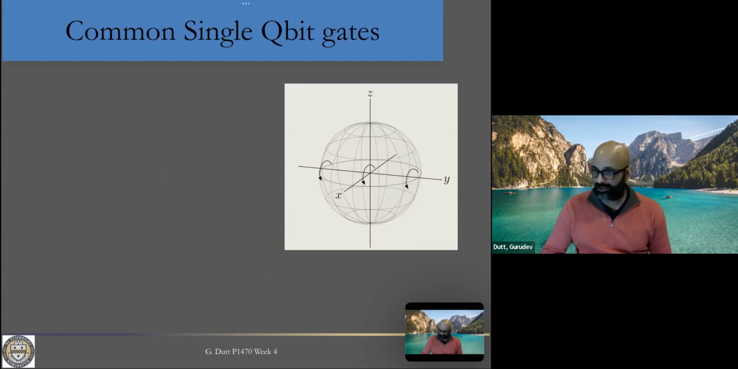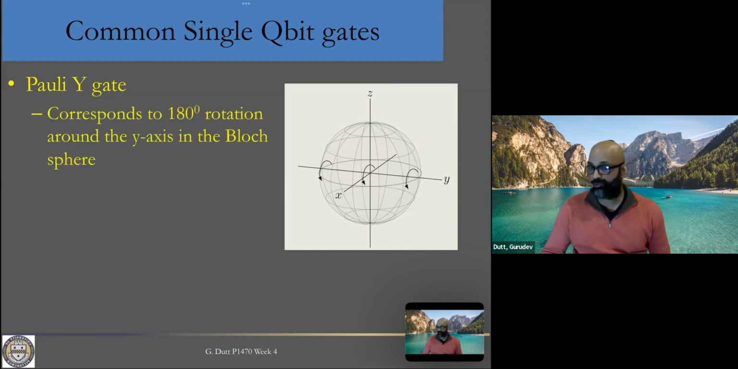Okay, so here are some other single qubit gates. As you can imagine, once you can have a Pauli X gate, you can do a Pauli Y gate. Okay, so that corresponds to a 180-degree rotation around the Y axis in the Bloch sphere. Again, Y squared, just like X squared, must bring me back to the identity matrix, that it does nothing.